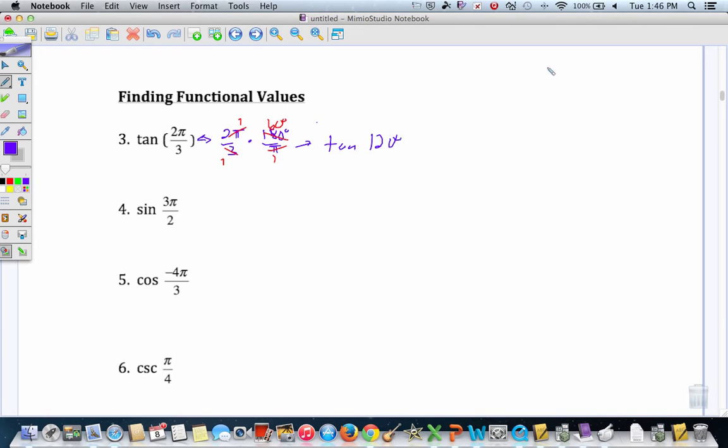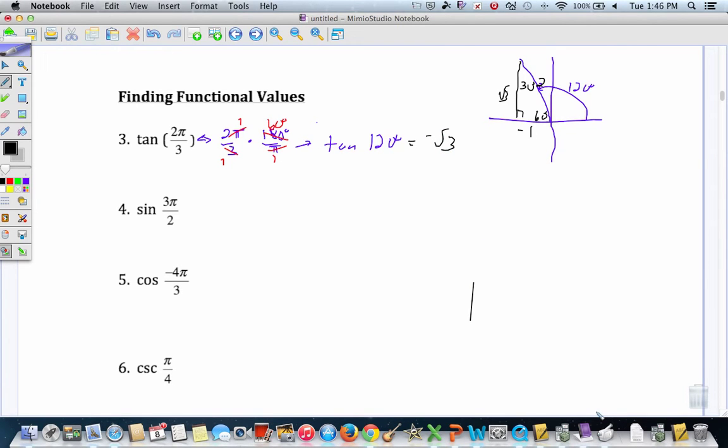Now from here, we can find the tangent of 120 degrees by drawing in our triangles. This is 120 degrees, which is going to give us a 60-degree reference angle. I'll make a right triangle out of that. So we come straight down here, 60. Here then is 30. So a 30, 60, 90 triangle. We have 1, square root of 3, and 2. We have a negative sign here. So tangent is opposite over adjacent, or y over x. So tangent is negative square root of 3.